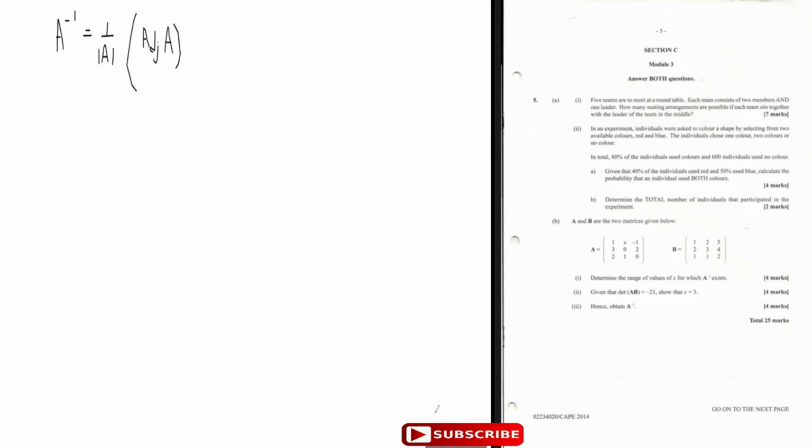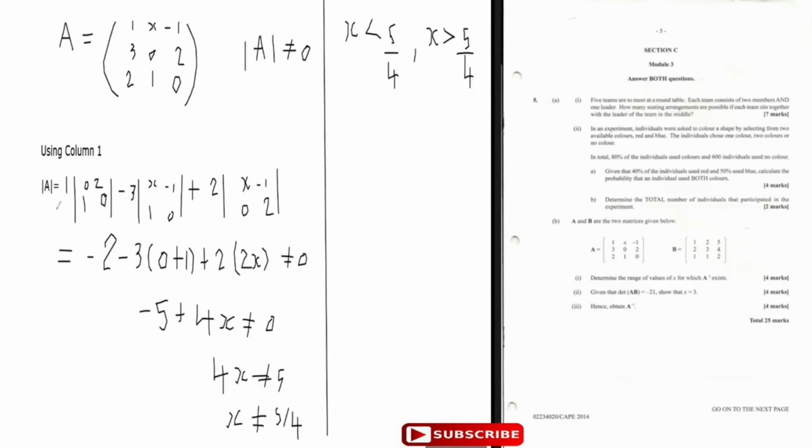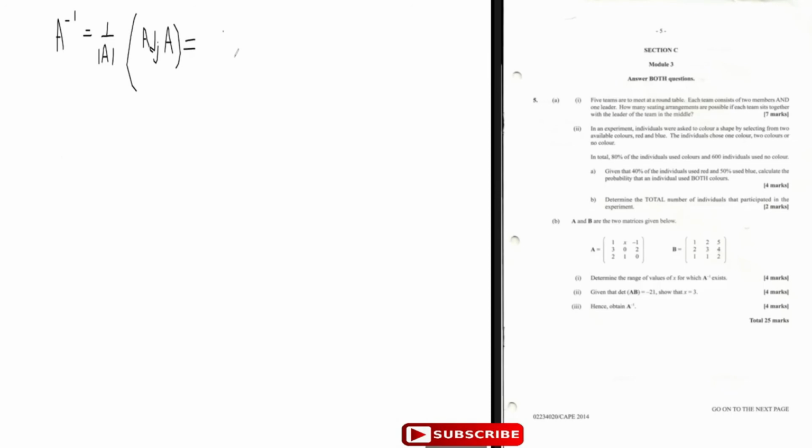Now we already know the determinant of A. We said that the determinant of A is minus 5 plus 4x. And so the determinant is really going to be minus 5 plus 4 times x, which is 3, so it's 7. So the determinant is 7. So it's 1 over 7 times the adjoint of A.